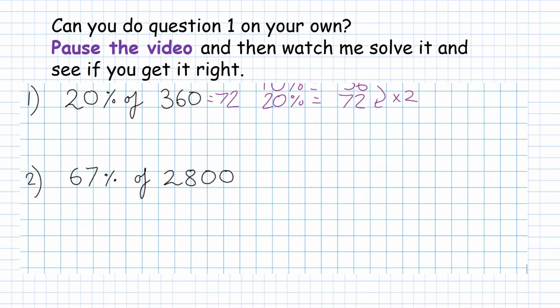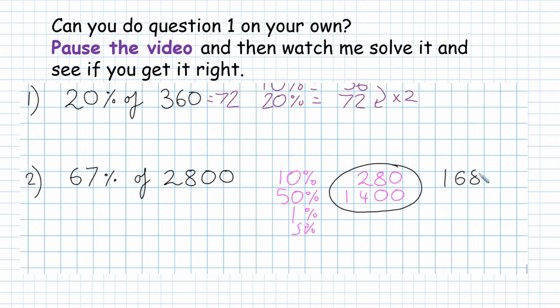So for this next calculation, I'm going to break the 67% into chunks. I'm going to start with 10%, 50%, then to make the 7, 1% and 5%, but we'll need to do something with those a bit later, because that would make 6. So 10% is going to be 280, 50% will be 1,400, and then I'm going to combine those two together to give me 60%, just adding those together. Obviously, I could have multiplied 10% by 6. So it's 1,680. That's 60%.